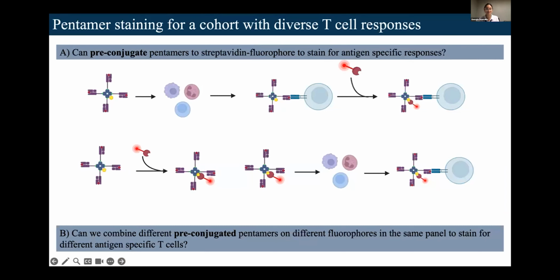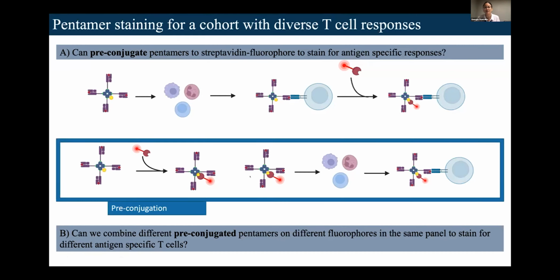So just really briefly, normally what you would do, right, is you would take your biotinylated pentamers, add it to your PBMCs during your surface stain, and then throw in your streptavidin-fluor during surface. So what we really wanted to do was take our biotinylated MHC class 1 pentamers from ProImmune, pre-conjugate them to our streptavidin-fluor, and then take that pre-conjugation and add that to our PBMCs to be able to pull out our antigen-specific cells.